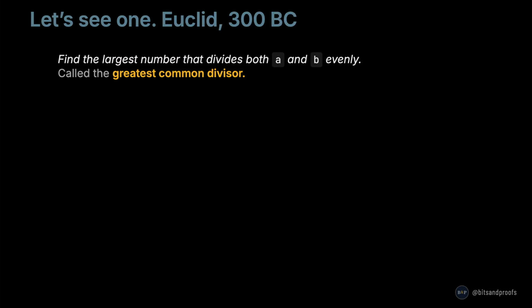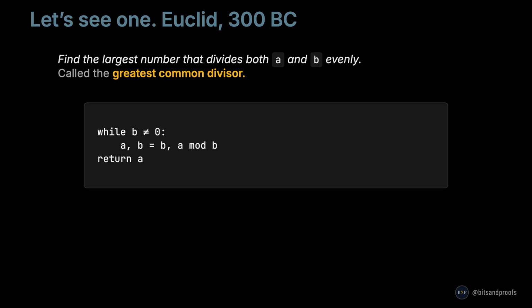Let's see one. Euclid's algorithm from around 300 BC. Older than algebra, older than the printing press. The problem: find the largest number that divides both A and B evenly. We call that the greatest common divisor, GCD. Here it is. 3 lines. While B is not 0, replace A and B with B and A mod B. When B hits 0, return A. That's the entire algorithm. 3 lines, 2300 years old. And still, to this day, the optimal way to do it.